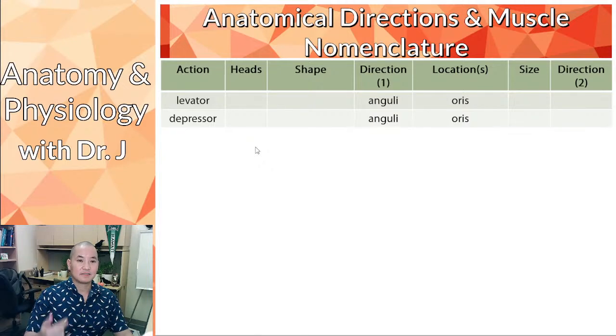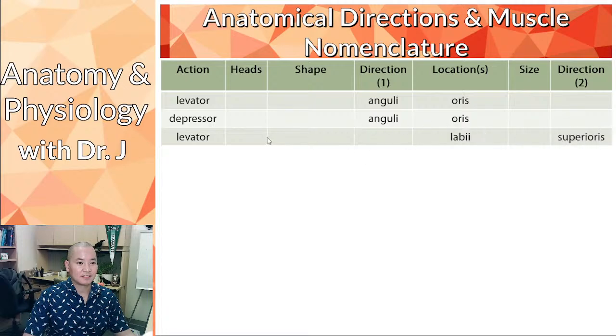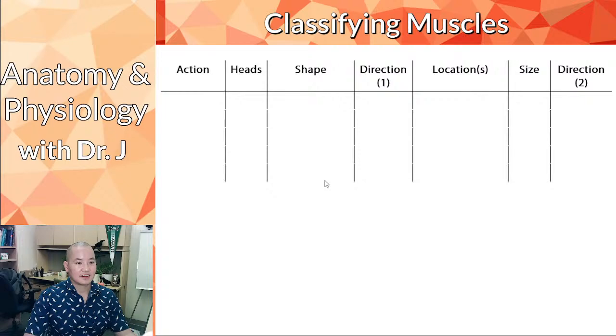If there's a levator anguli oris, if there's elevation, there must be depression. If there's a levator labii superioris, remember labii refers to lips. So the opposite of elevation is depression, the opposite of superior is inferior. And that's the great thing.